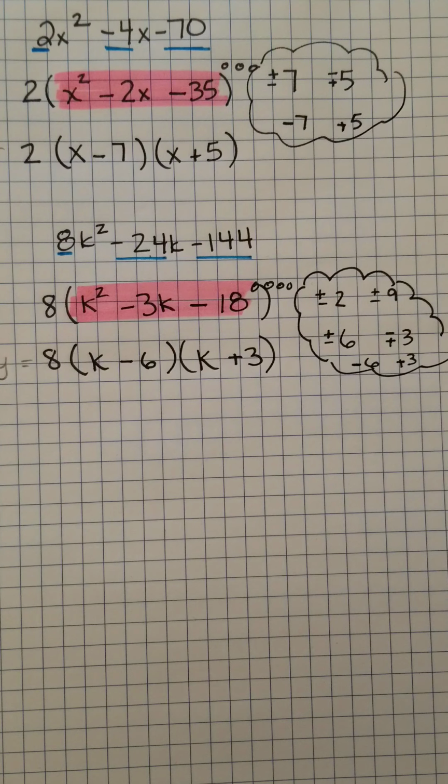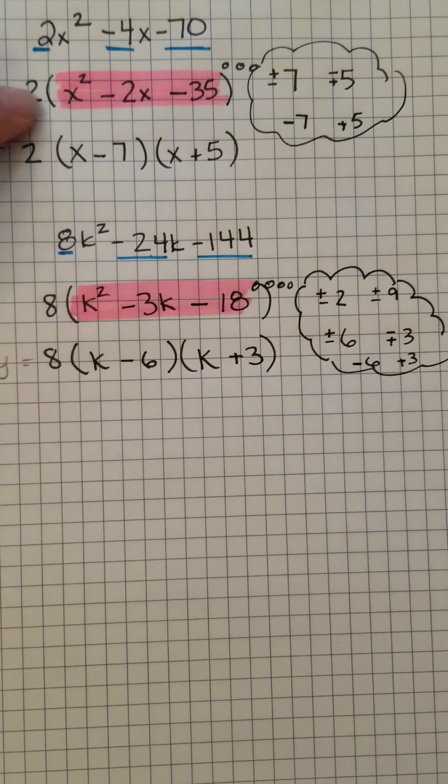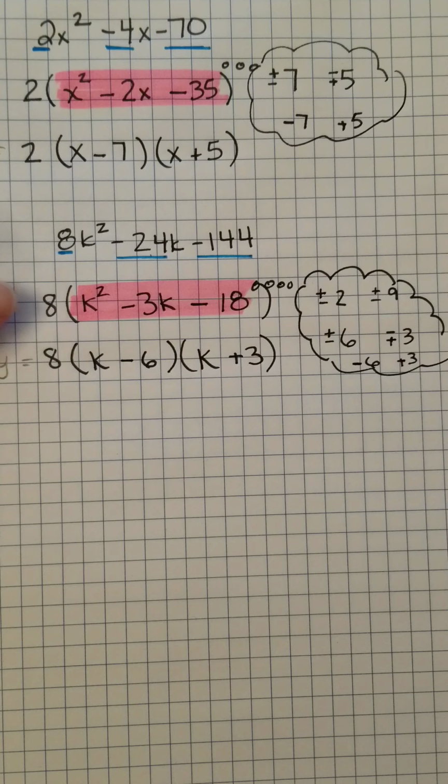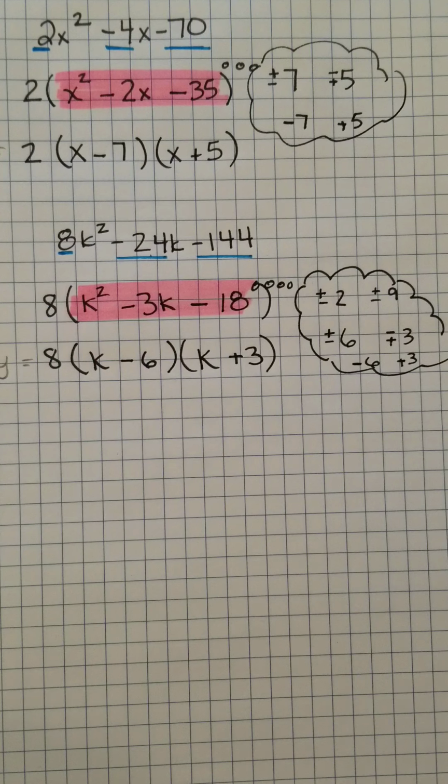Go try those 6 problems, see what you can do. Remember, factor out first till you get a trinomial with only 1 as the coefficient of x squared, and then you will kind of ignore that outside number and factor as you did previously.